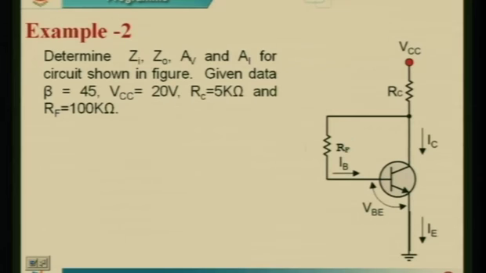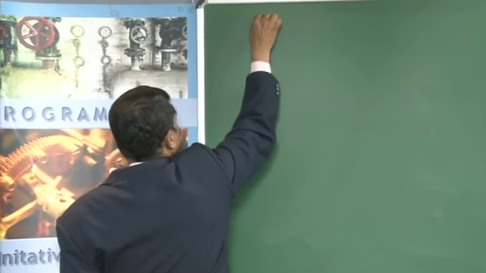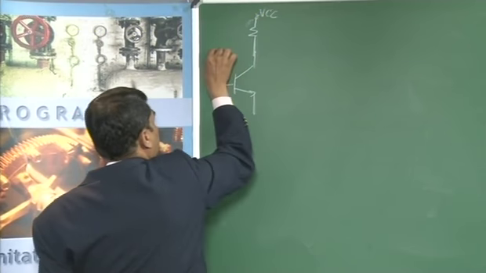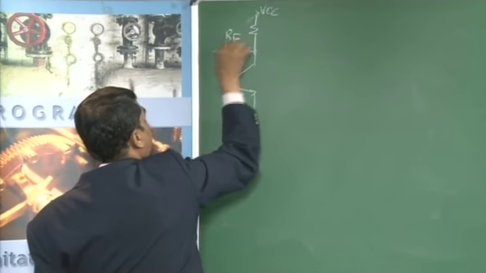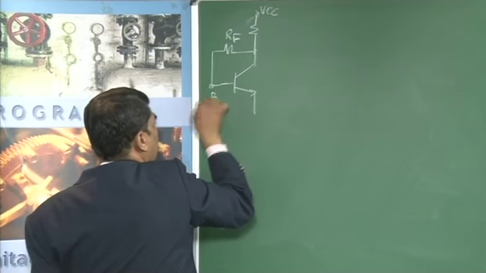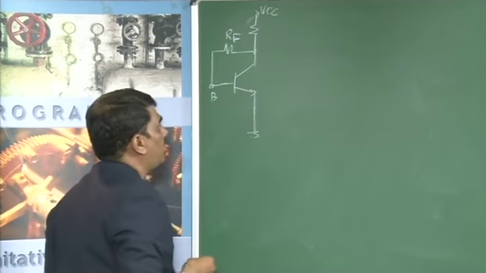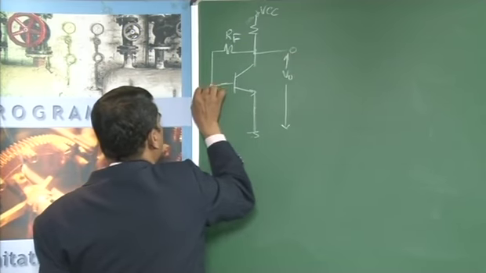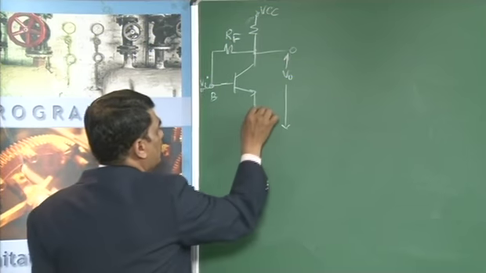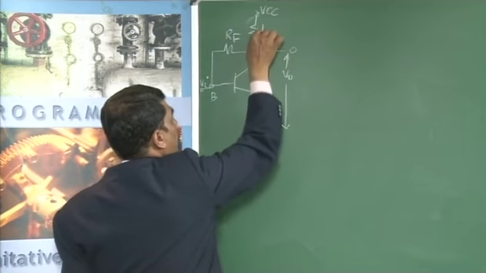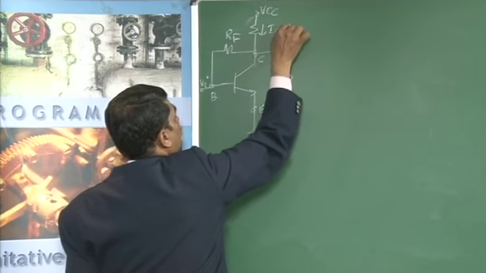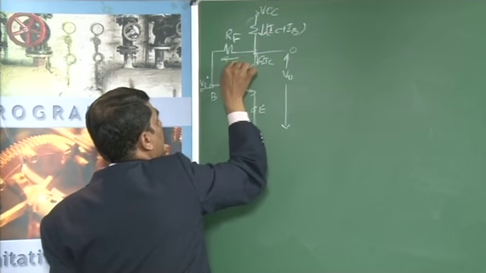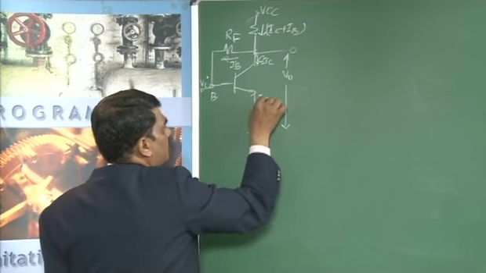For this circuit, this is your VCC, and then this is your transistor, and here the resistance RF is connected between the collector and the base, and the emitter is grounded. Output is to be taken across ground and this point, and input is applied between the base and the emitter. The current flowing through this is IC plus IB, the current flowing through this is IC, through this is IB, and through this is IE.